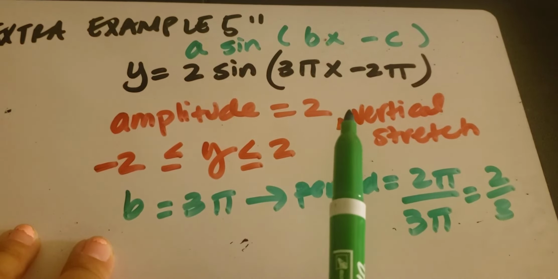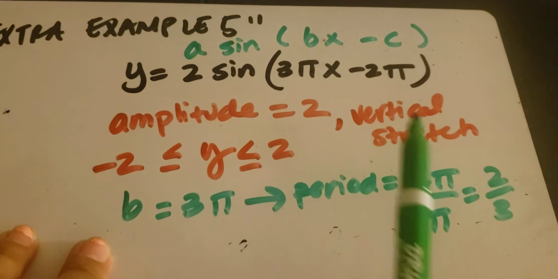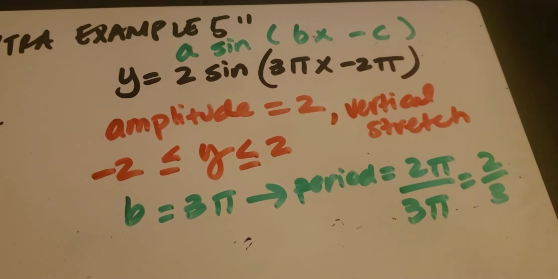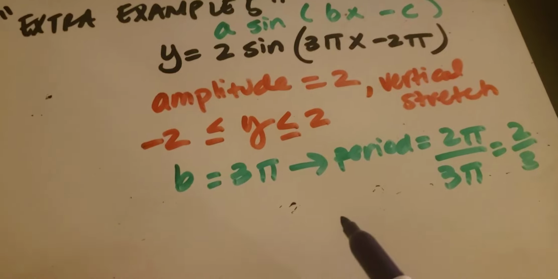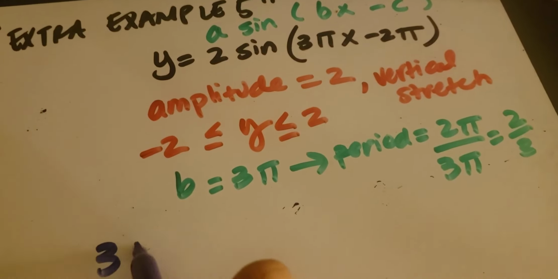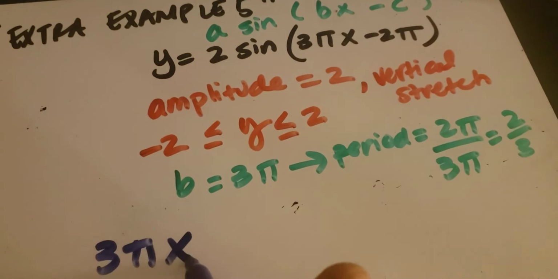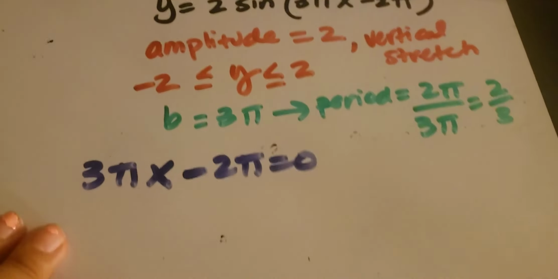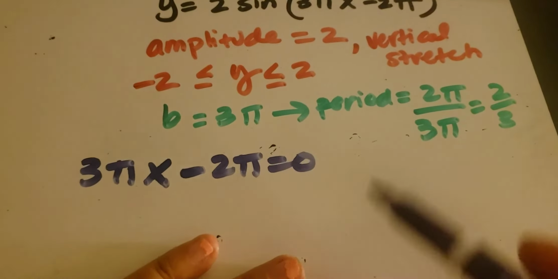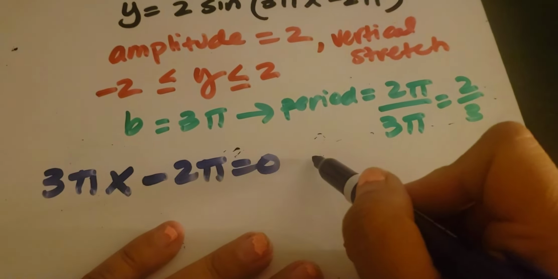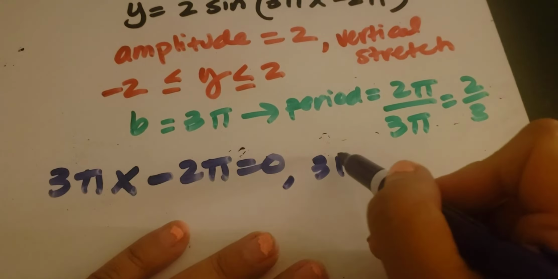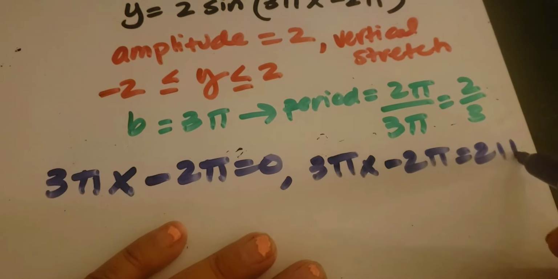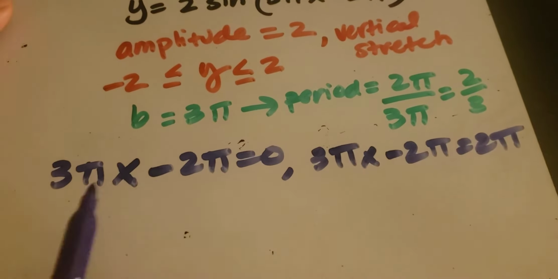And so now we're going to find our intercepts. I'm sorry, our interval. That's when we set our functions equal. Ready? So we get 3 pi x minus 2 pi equal to 0. Whoops, let me fix that. And then our second equation would be 3 pi x minus 2 pi equal to 2 pi. And we're just going to solve for x in both cases.